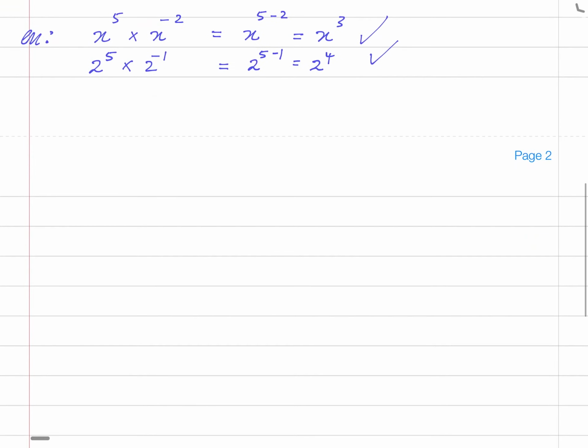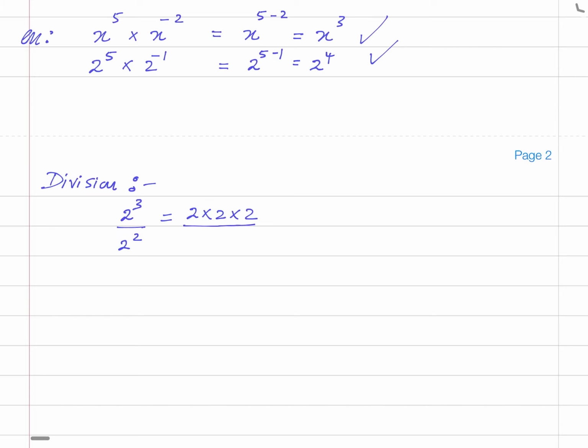So now I hope you know how to do the multiplication. Now we'll do the division. In the division, we will have a very small example, 2 to the power 3 divided by 2 to the power 2. I will write 2 to the power 3 as 2 times 2 times 2, divided by 2 to the power 2, which is 2 times 2. Now you can see the cancellations in the numerator and the denominator. Then you have 2 left in the numerator. So that would be 2 to the power 1.